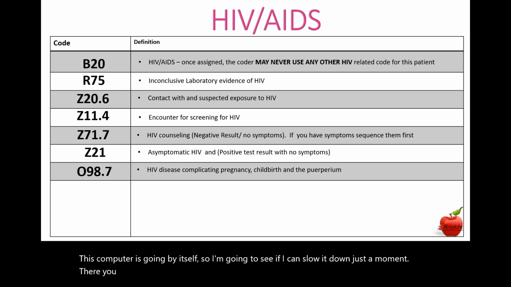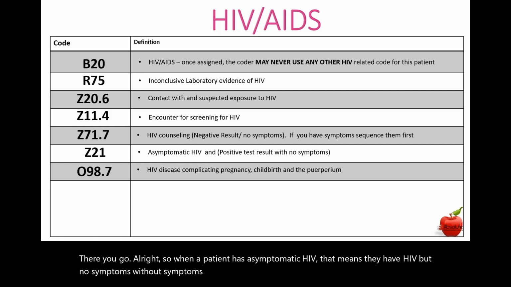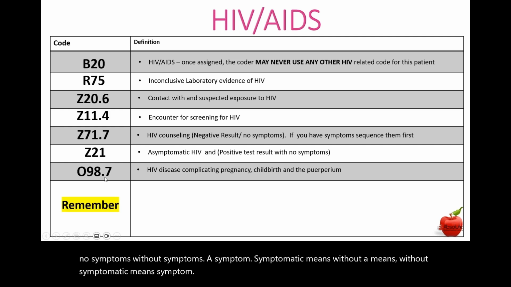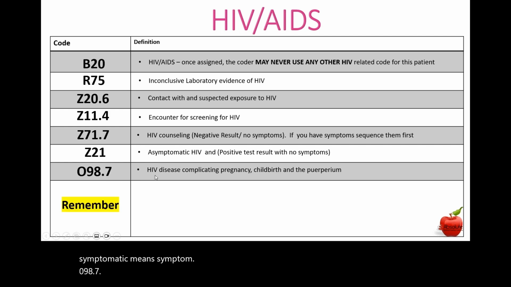There you go. All right, so when a patient has asymptomatic HIV, that means they have HIV but no symptoms, without symptoms. Asymptomatic means without. A means without, symptomatic means symptom. O98.7, this is HIV disease complicating pregnancy, childbirth, and the puerperium.